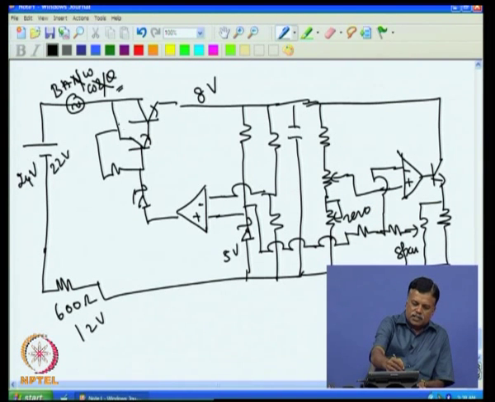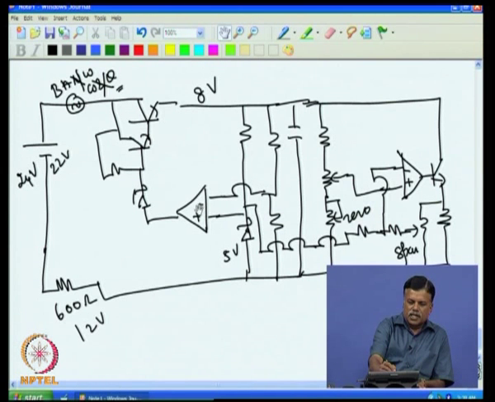But nevertheless, the voltage change at this point will not change the output voltage, because the frequency response of this operational amplifier is much higher than 50 hertz. As long as the noise frequency is much lower than the frequency response of this operational amplifier, whatever change comes here, if this increases, then this voltage will increase, and automatically this voltage will decrease.